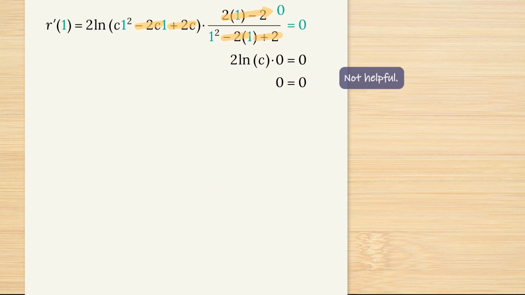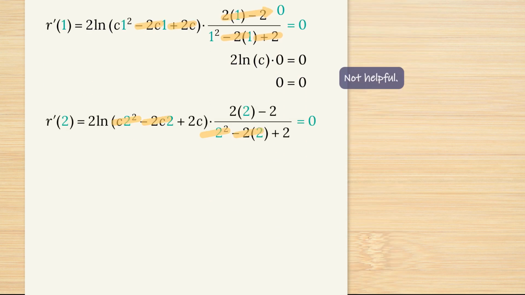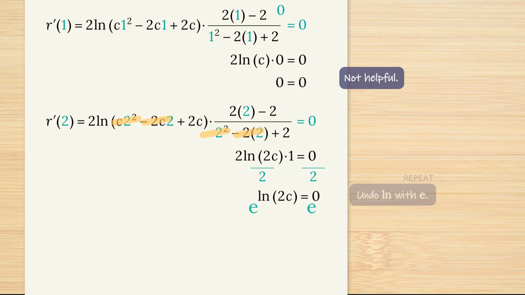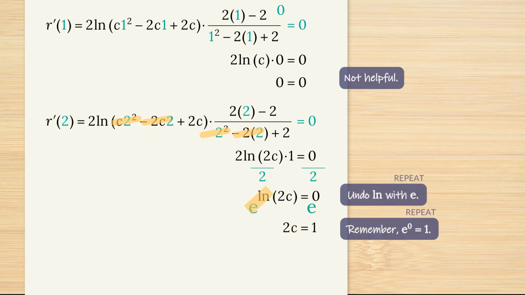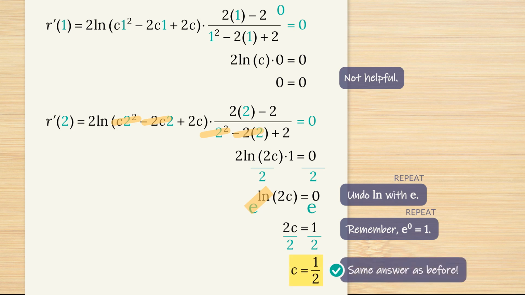Let's try the other critical point, t equals 2. And simplifying, we have 2 ln of 2c multiplied by 1 equals 0. We isolate the logarithm by dividing both sides by 2, and in order to get to that 2c in the logarithm, exponentiate both sides. 2c equals 1, divide both sides by 2, and we get the same answer again. c equals 1 half.